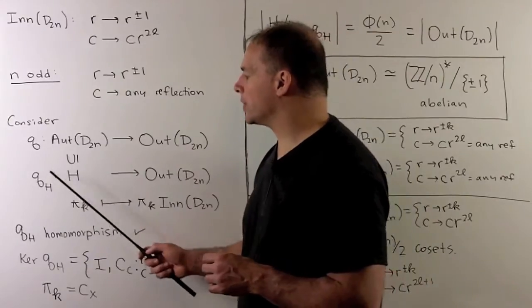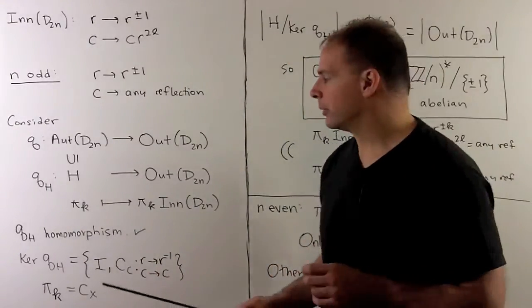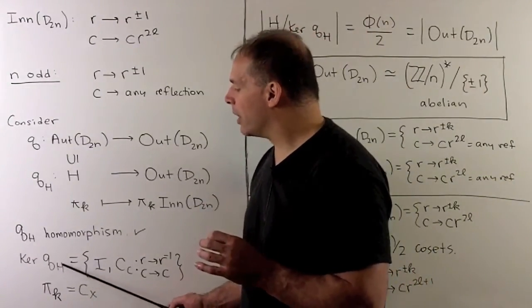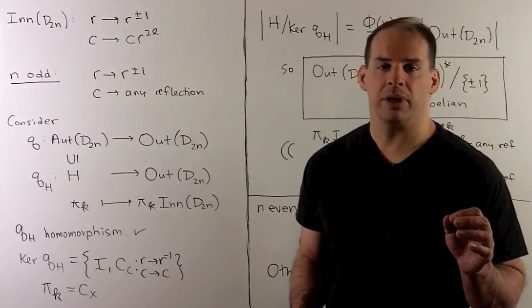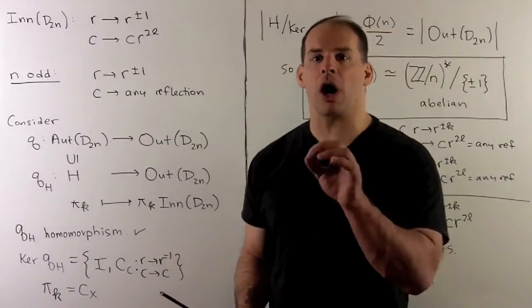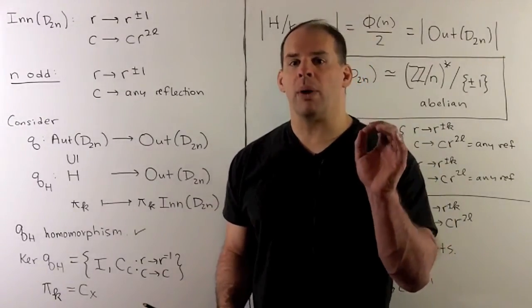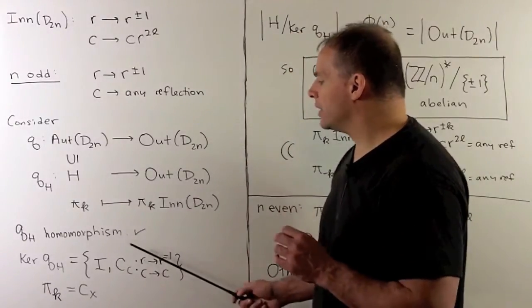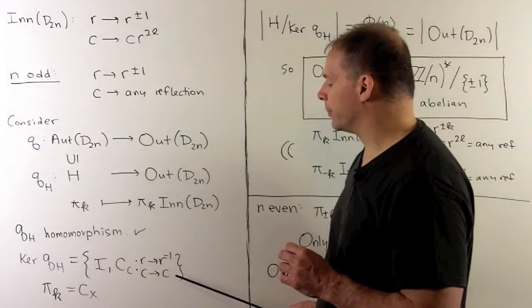Because it's a homomorphism, we'd look at the kernel and form a quotient group. So the kernel of q sub H is going to be the set of pi sub k's that are also inner automorphisms. Now, to be a pi sub k, we send r to r to the k. c has to go to itself. The only way we get c to go to itself for an inner automorphism is when we have conjugation by c. So r goes to r inverse, c goes to c.